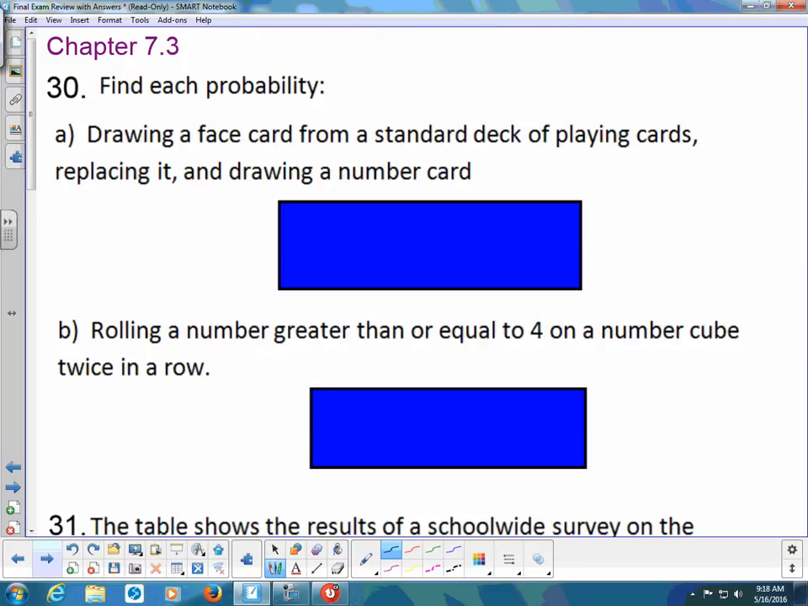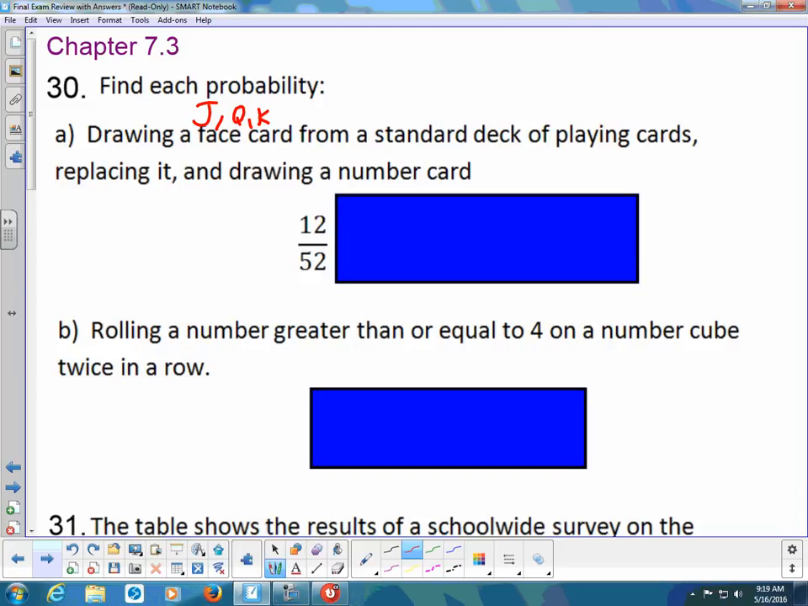Number 30. Let's talk about probability some more. I want to draw a face card from a standard deck of cards. I'm going to put it back, and then I'm going to draw a number card. How many cards are in a deck of cards? 52. When I talk about a face card, I mean there's actually a human on it. So that's going to be the jack, the queen, and the king. So out of 52 cards, how many total face cards will I have? Perfect.